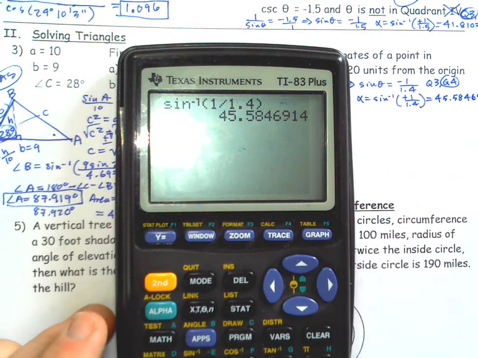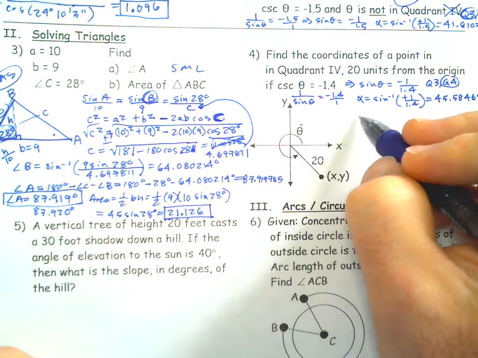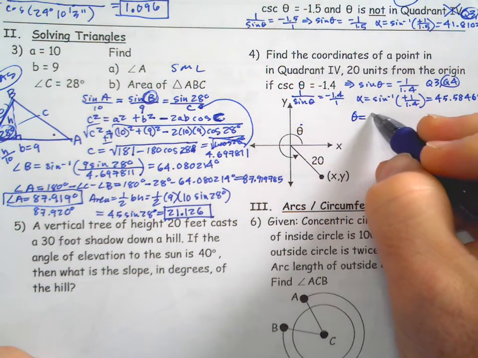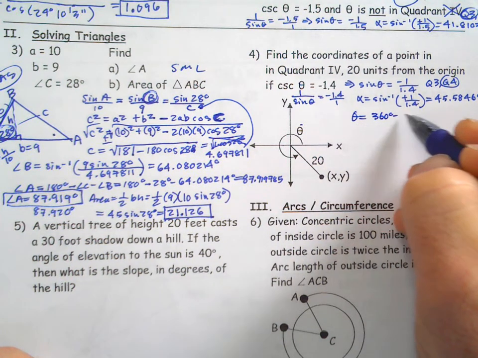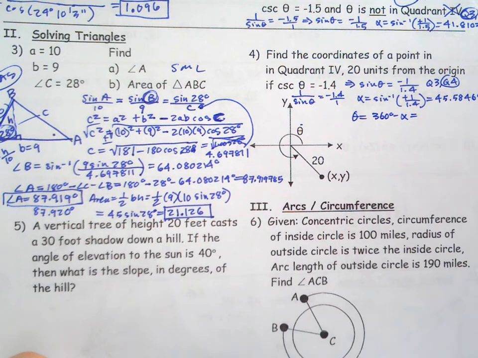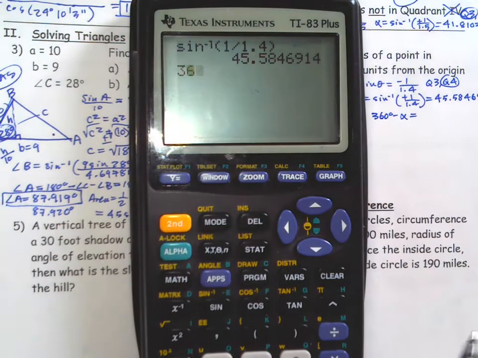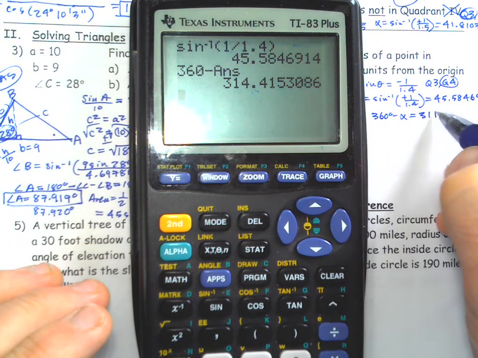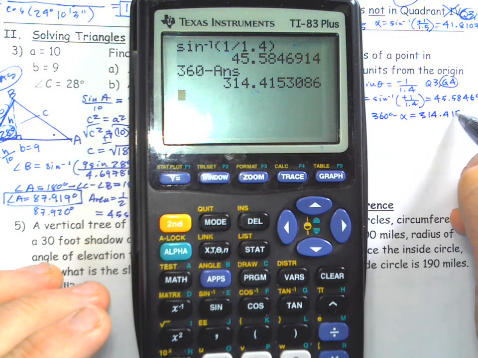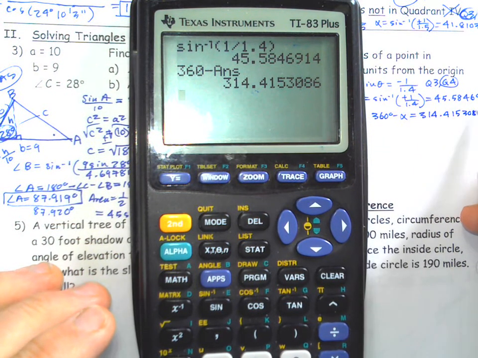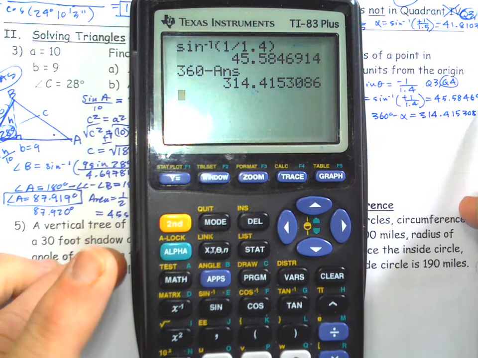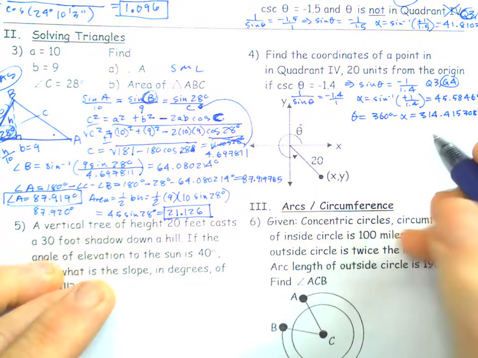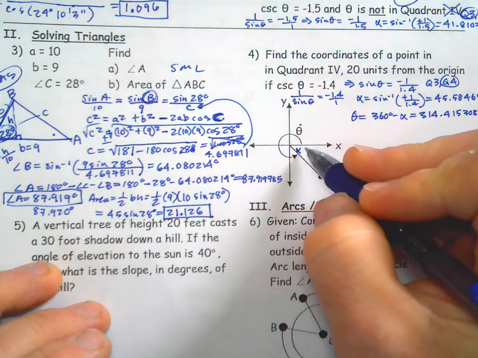45.58469 degrees. And then quadrant 4 would be theta equals 360 minus alpha. So I'm just going to write that down and then do this on my calculator. So that's 314.415308 degrees. Okay, so that's the angle there. But really, I think alpha is probably what we want right here, because that's alpha.